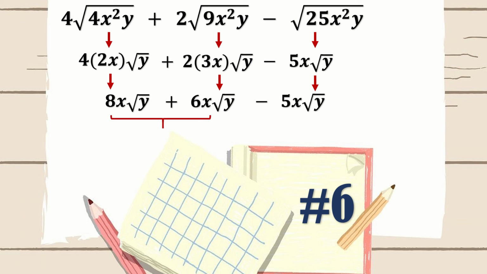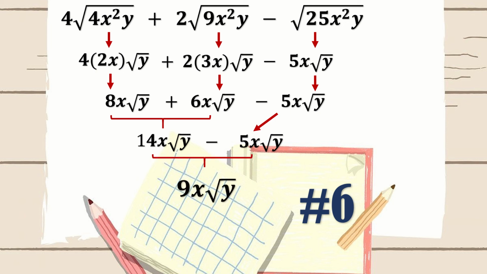Simplifying, combine 8x plus 6x, that will be 14x square root of y. Then, subtract 5x square root of y. 14 minus 5, that will be 9x square root of y. So, the final answer will be 9x square root of y.